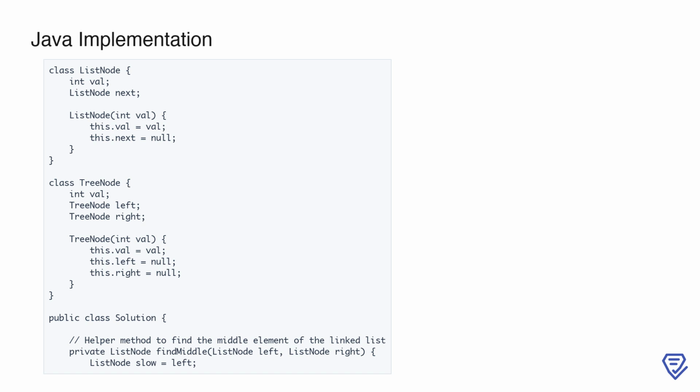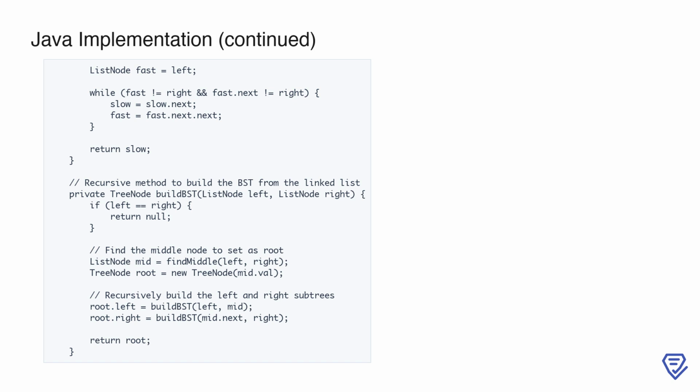Next, in the Solution class, we define a helper method called findMiddle. This method will identify the middle node of the linked list, which is a critical step in converting the list into a balanced binary search tree. Notice how we declare two pointers, slow and fast. These will help us traverse the list efficiently.